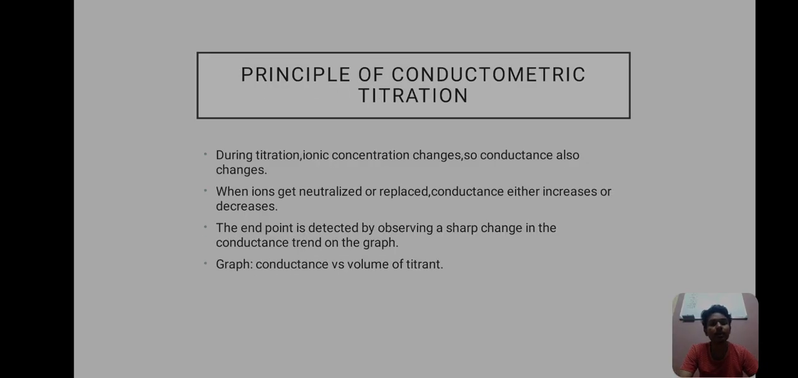Principle of conductometric titration. The principle of conductometric titration is that conductance changes when ions in the solution are neutralized or replaced during titration. As the concentration of ions keeps changing, the conductance also changes. The endpoint is found by plotting conductance versus volume and identifying the sharp change or minimum point.